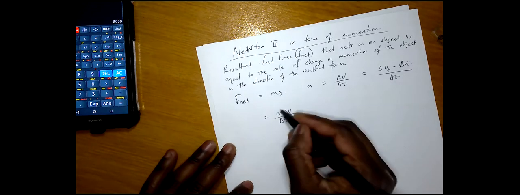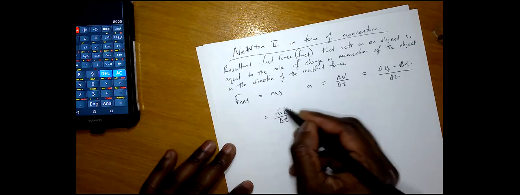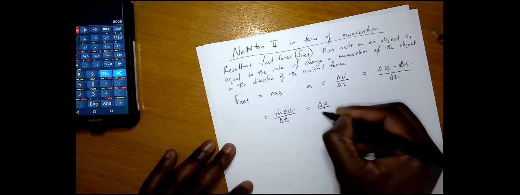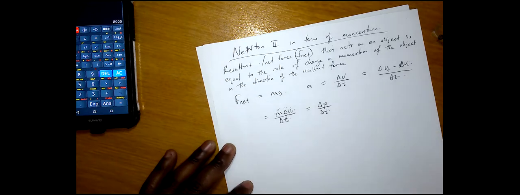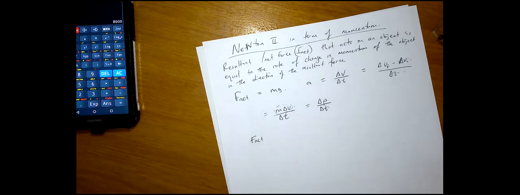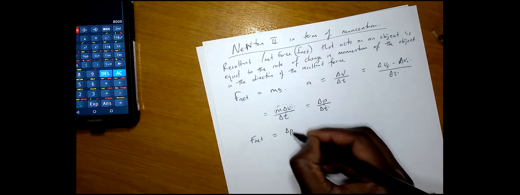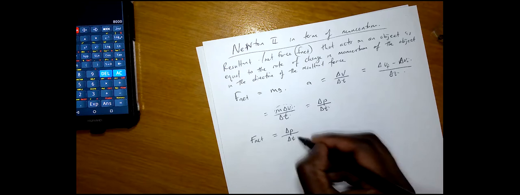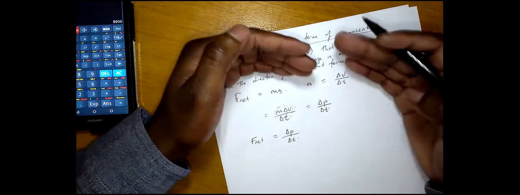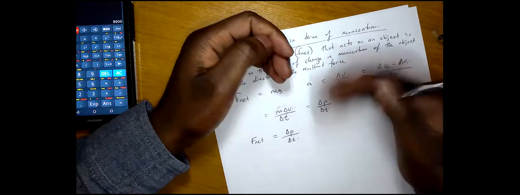And when we check this, what is mΔv? mΔv is change in momentum. So in other words, whenever you want to calculate the F net, the net force that is applied on an object will depend on the change in momentum and also the time. The time it will take for the momentum to change on an object is actually the force.